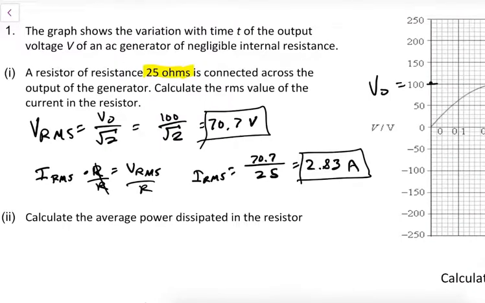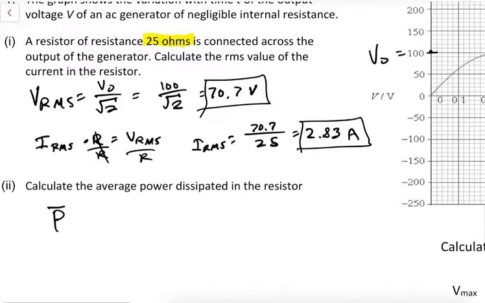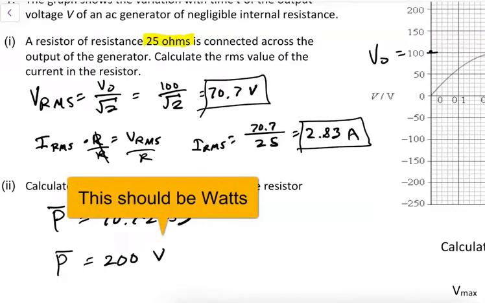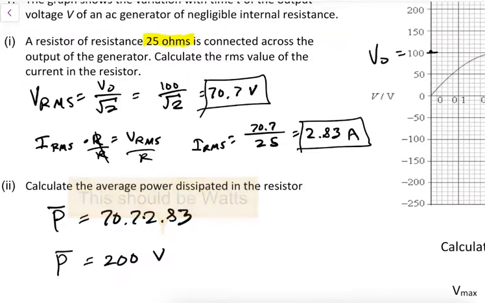The second question is calculate the average power dissipated in the resistor. Well, we know the RMS value for voltage across the resistor, and we know the RMS value for current across the resistor. So we know how to find this average power, P bar, P average. That's equal to 70.7 times 2.83, and that gives you 200 volts.